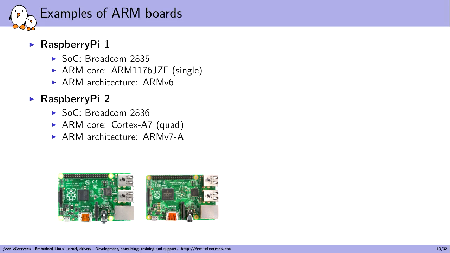The Raspberry Pi 2 has a different SoC, the 2836, which differs just by one digit, but actually uses a different ARM core, the Cortex-A7, which itself implements a different ARM architecture, ARMv7A. And that's quite important because it means that compiled binary code that you can run on the Raspberry Pi 2 will not run on the Raspberry Pi 1. They don't implement the same instruction set. So it's somewhat compatible in some ways, but it's not entirely compatible. You can run ARMv6 code on ARMv7, but not the opposite.